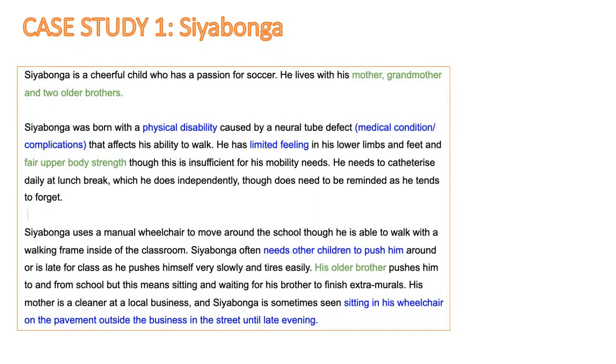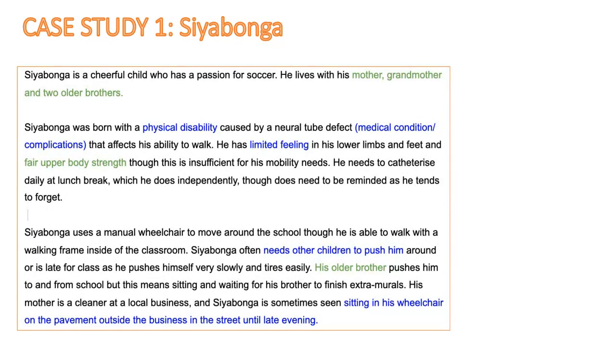His mother is a cleaner at a local business, and Siyabonga is sometimes seen sitting in his wheelchair on the pavement outside the business in the street until late in the evening. So what I've done is I've gone through and looked at things that are barriers. If you look carefully, you'll see not all the barriers that I've chosen specifically relate to his disability. Some of those barriers actually relate to contextual factors. So those are some of the negatives.